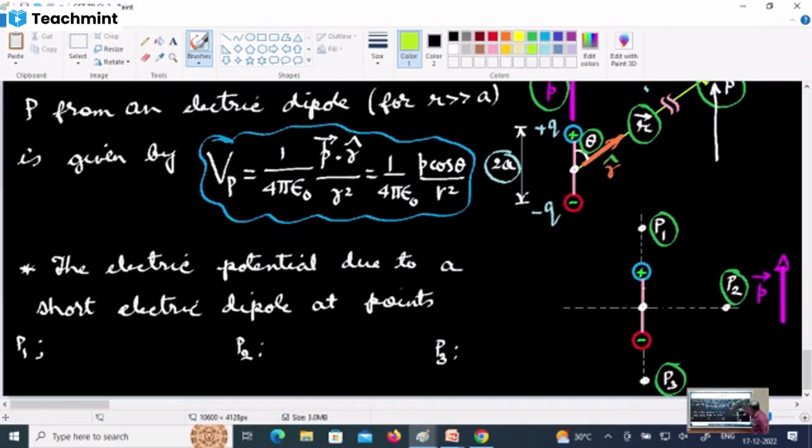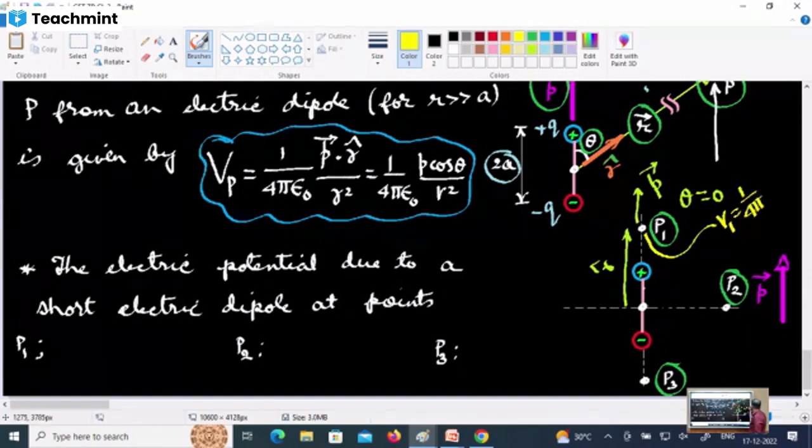For P1 point, the r vector or r cap vector is like this. P vector is already that way. So P and R are parallel to each other. Theta is equal to 0. Then cos theta is equal to 1. The potential V1, if I call that, is 1 divided by 4 pi epsilon naught P by R square.